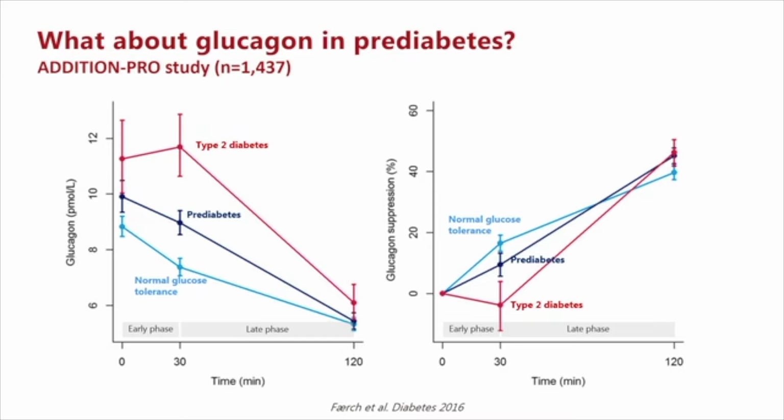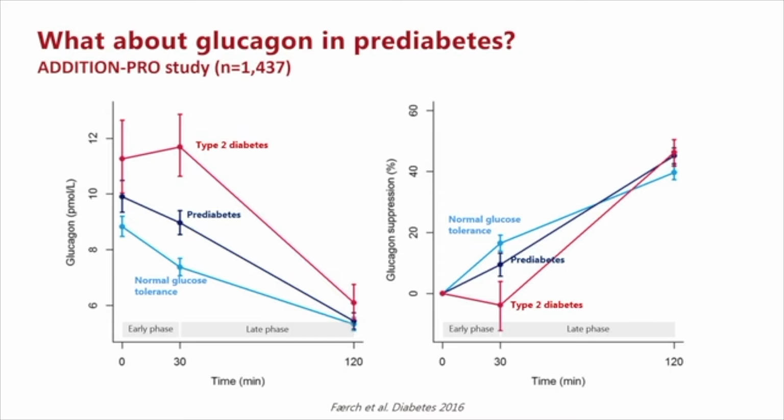We have had the opportunity to look into a large cohort called the ADDITION-PRO study, consisting of almost 1,500 individuals, where we had very nice data from oral glucose tolerance tests. And here we were able to subdivide people into having normal glucose tolerance, prediabetes, or type 2 diabetes. And as you see here, which has also been mentioned earlier, in the fasting state, people with type 2 diabetes have hyperglucagonemia, but we also see that people with prediabetes have elevated fasting glucagon levels.